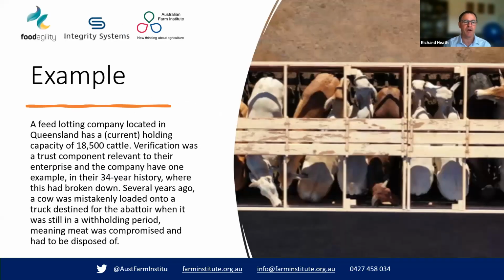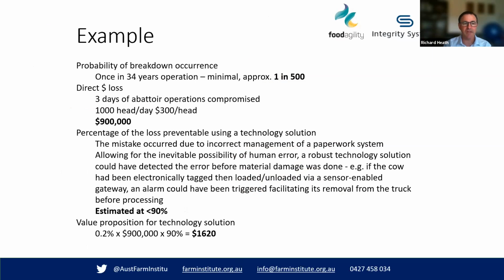So an example where we applied that, one of the case studies we looked at, was a feedlot in Queensland. It was a reasonably large feedlot, and they'd had an issue with a transactional trust breakdown a few years ago, where a cow was mistakenly loaded onto a truck when it was still within the withholding period. Running that through our equation, the probability of the breakdown occurring: it had only happened once in 34 years of operation, so that's a 1 in 500 chance of it happening again.